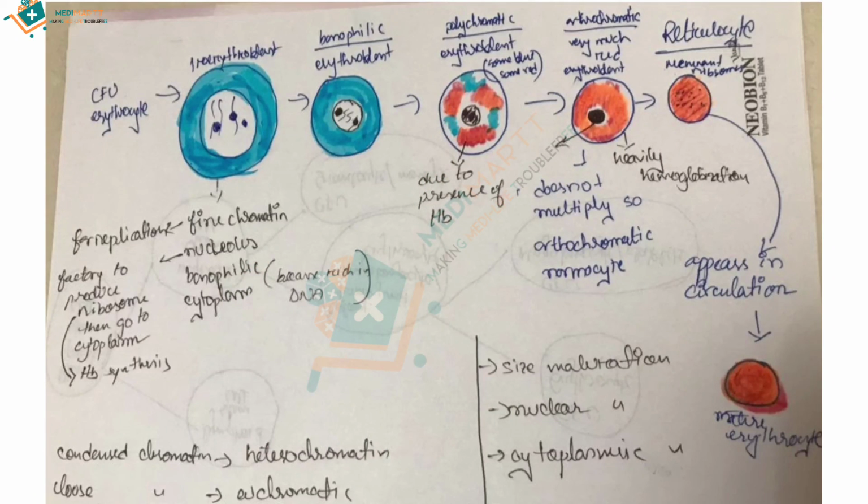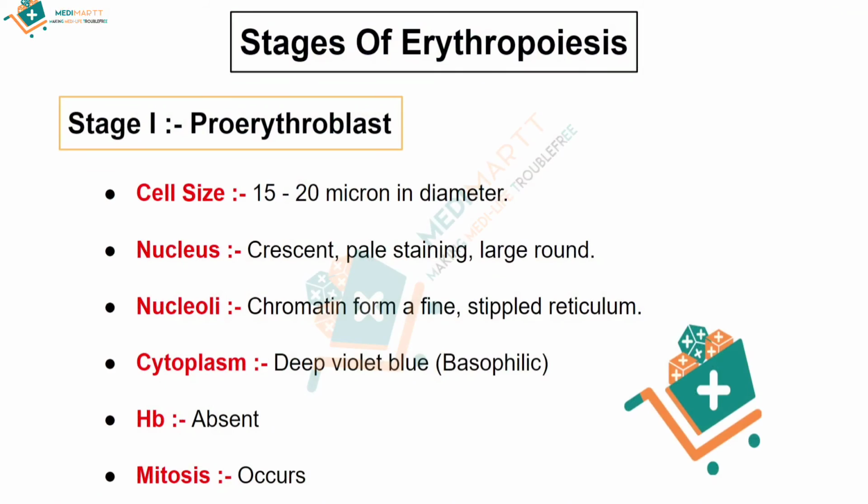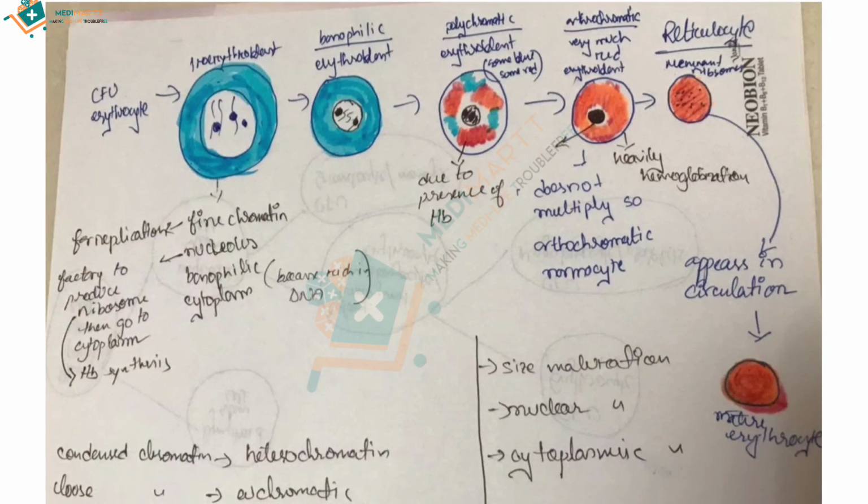Now this is an important diagram. This is basically the diagram related to the stages of erythropoiesis. We will explain all these things, the stages of erythropoiesis, in our next video, inshallah.